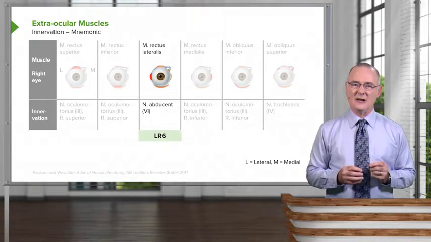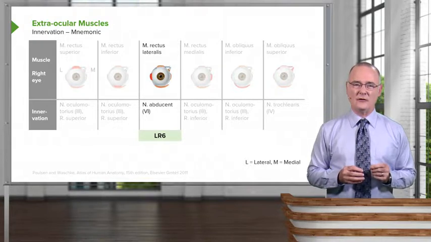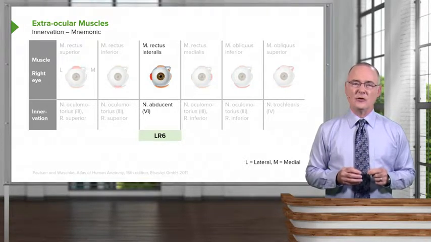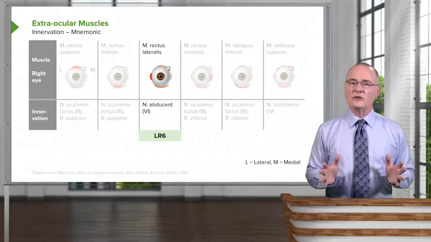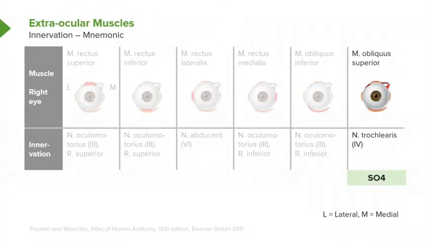This is going to be LR6: lateral rectus, LR, and then 6 for cranial nerve number 6, which is the abducent nerve. The superior oblique is going to be innervated by your trochlear nerve, cranial nerve number 4. So the mnemonic here is SO for superior oblique, and then 4 for cranial nerve number 4.